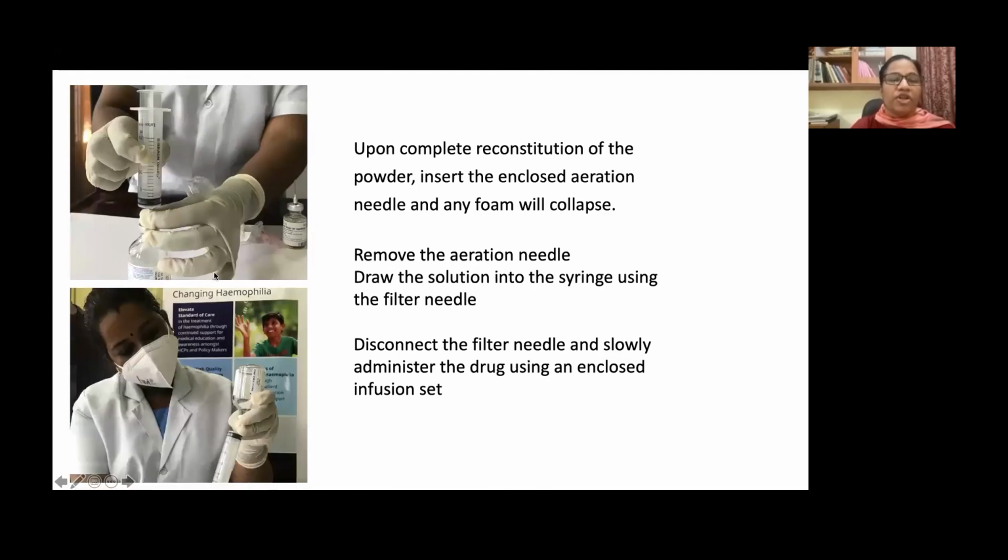Now you can withdraw the reconstituted solution. Upon complete reconstitution of the powder, insert the enclosed aeration needle if any foam forms, so that it will collapse. Then remove the aeration needle and draw the solution into the syringe using the filter needle. Disconnect the filter needle and slowly administer the drug using the enclosed infusion set. That is very important. So this is the reconstituted solution being drawn into the syringe.